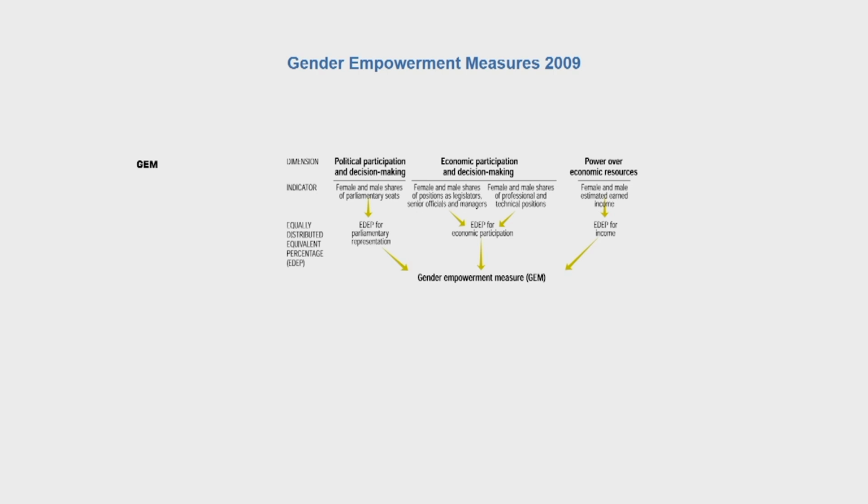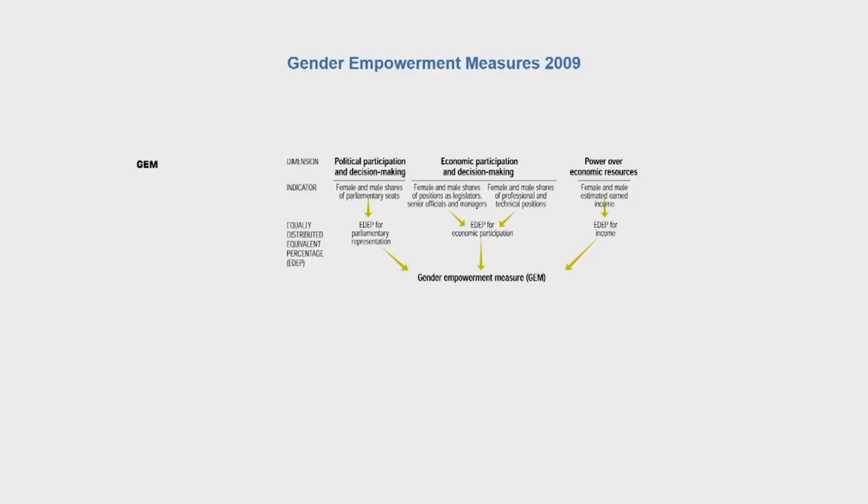The indicators that have been considered are as follows. The first is for the dimension political participation: female and male shares of parliamentary seats. For the economic dimension: female and male shares of positions as legislators, senior officials and managers, and female and male shares of professional and technical positions. For power over economic resources: female and male estimated earned income.